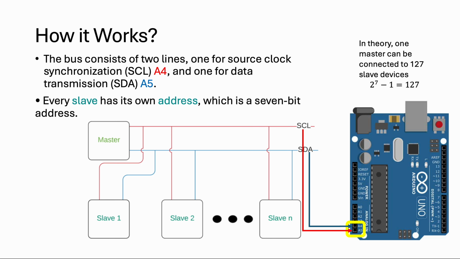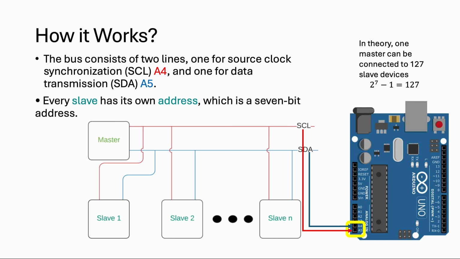So how it works. First of all, a bus consists, in this case, of two lines. A bus usually has several lines that follow one purpose. So the bus for I2C has only two lines. One is the serial clock, which is used to synchronize the data. It's a clock that oscillates, telling the other devices where to change from 0 to 1 for the next data. And the other one is the data that is being transmitted.